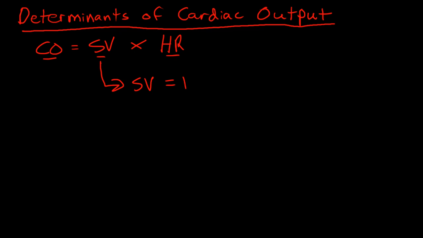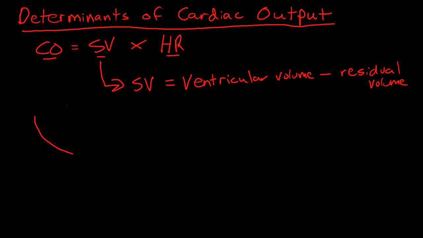Now stroke volume is equal to the total ventricular volume at end diastole minus the residual volume. Okay, so that's here just to illustrate that. If we have a left ventricle here, the stroke volume is going to be equal to the amount that's ejected from the ventricle, and that is going to be equal to the amount that fills the ventricle minus the amount that's remaining after ventricular contraction. So that's the residual volume, this is the total volume, and this here is the stroke volume that actually gets ejected from the ventricle.